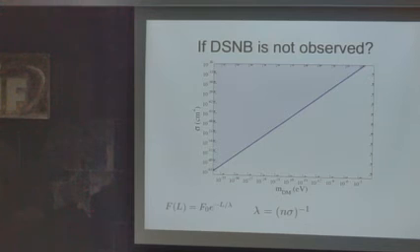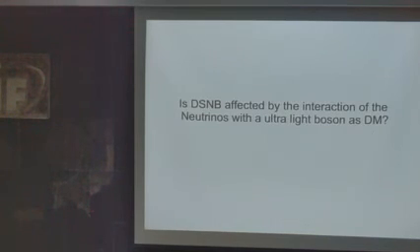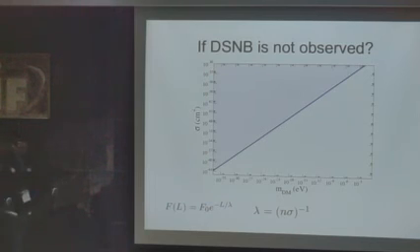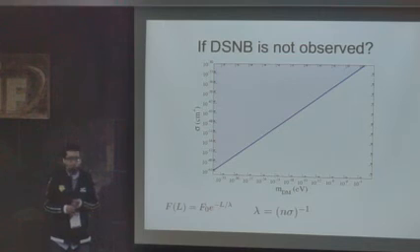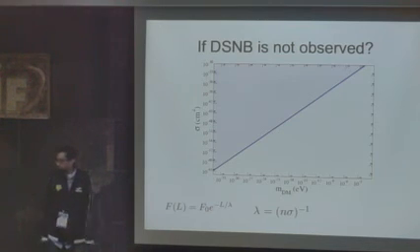Having said that, the question is, what will be the diffuse supernova neutrino background if neutrinos interact with some ultralight dark matter particle? This is something that I did in the morning, so I don't know. But I think the idea is maybe we can talk a little bit about this. So with this I finish.